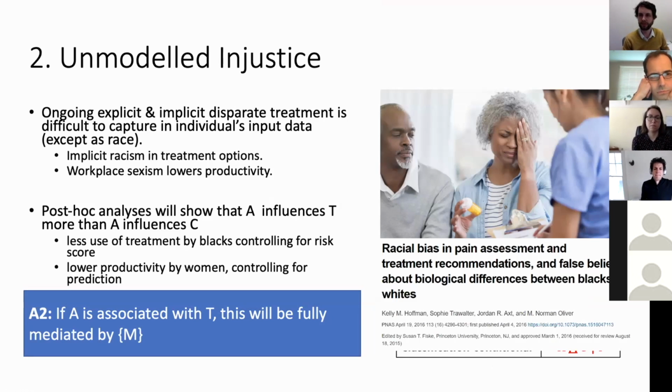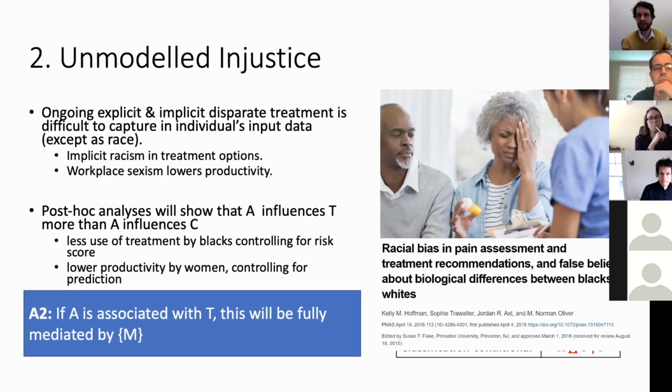Unmodeled injustices are also something that we have to deal with right now. So it's not just that we have historical oppression and injustice that have influenced the association between A and T. Often we have ongoing explicit and implicit injustice or disparate treatment that's difficult to capture in individuals' input data, except as the sensitive attribute. So for instance, we know that there is racial bias in pain assessment and referral for diagnostic scan technologies using MRIs and CAT scans, etc. We know that there is a kind of implicit racial disparity there that's been shown in the data, right? It's very difficult to capture that causal chain, it's very difficult to capture that association without simply referring to an individual's race.